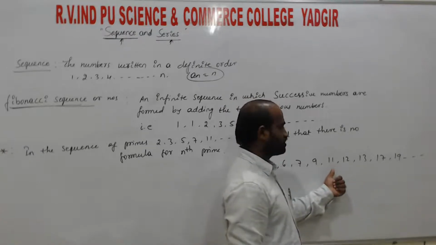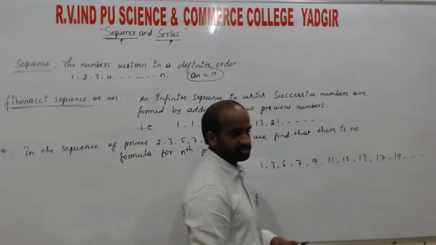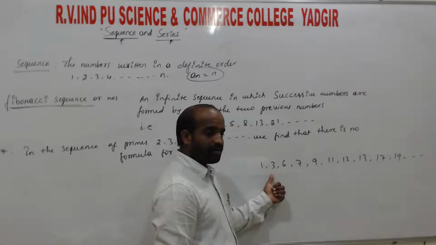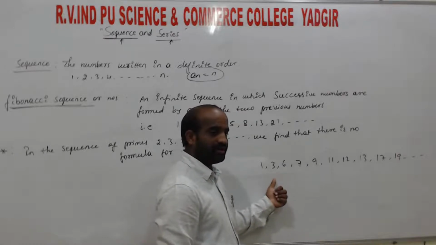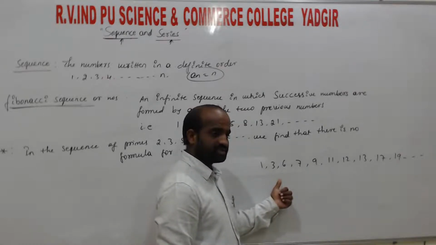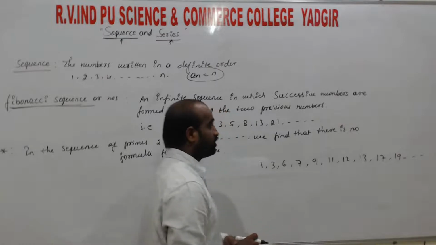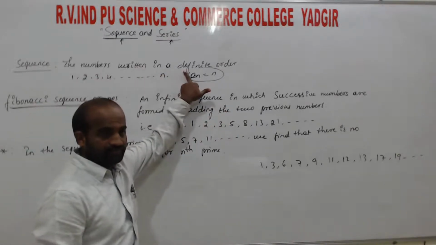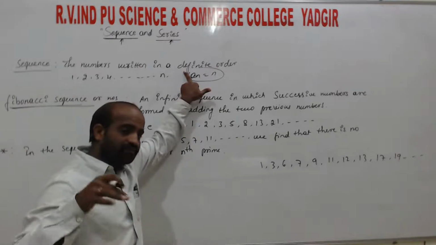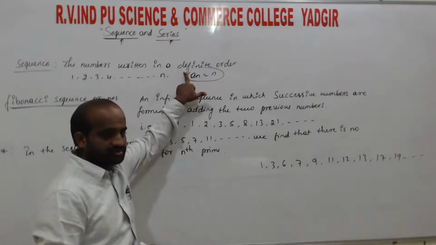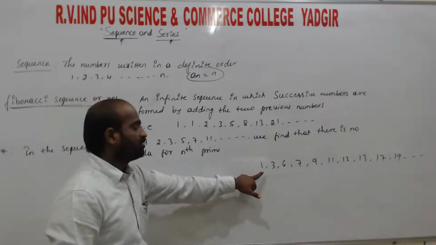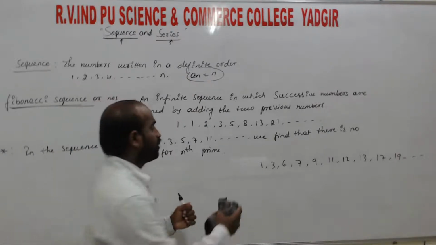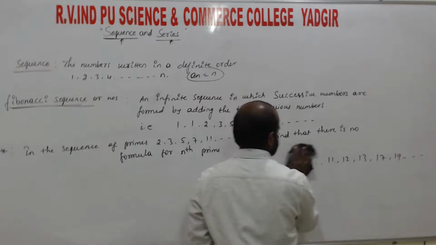This one is not an ordered set of numbers. Actually, a sequence is the numbers written in a definite order. An ordered set of numbers, that is a sequence. If it is not an ordered set of numbers, it is not a sequence.